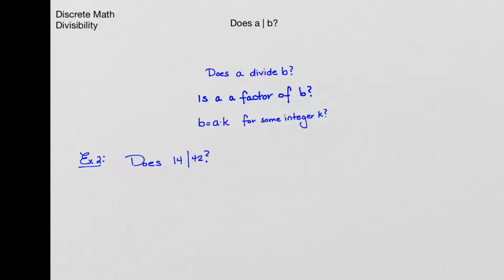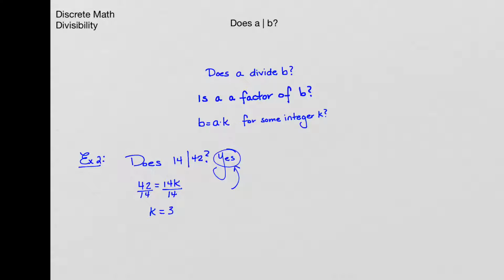In this one, it asks if 14 divides 42. So what I'll do is I'll take 42 equals 14 times k, and just determine, is there a value of k for which this works? And when I divide both sides by 14, I get k equals 3. So in this case, yes, 14 does divide 42. And what is the answer? The answer is the yes.